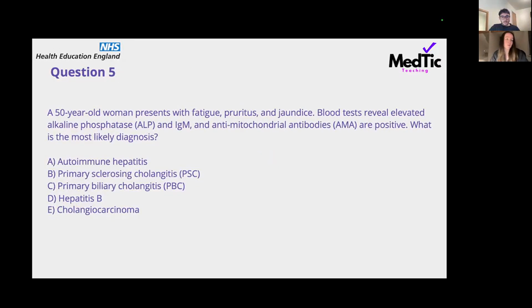So, question 5. A 50-year-old woman presents with fatigue, itching and jaundice. Her blood tests reveal an elevated ALP and IgM and AMA. What is the most likely diagnosis?